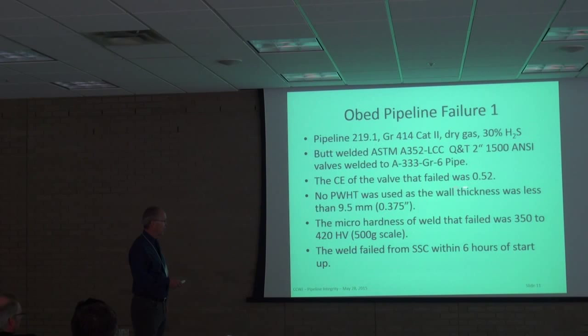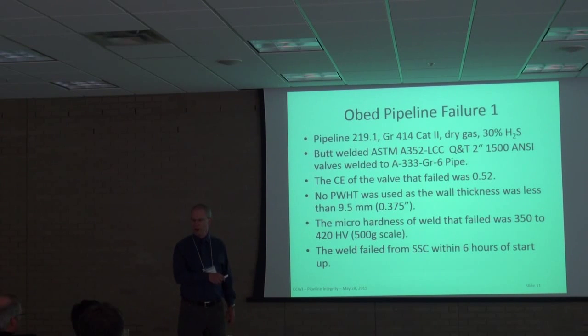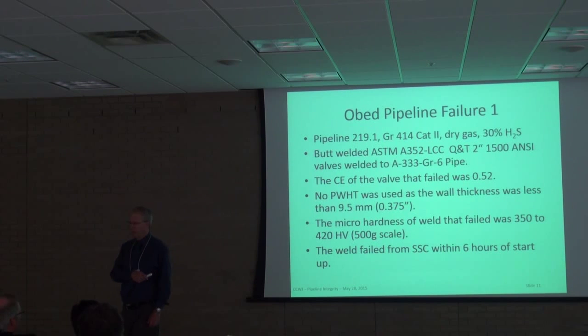And they didn't use any post-weld heat treatment because the standard rule of thumb at that time was that anything less than 3/8 of an inch didn't get post-weld heat treatment. So the micro hardness of the weld that failed was very high, 350 to 420 Vickers. And this one failed 6 hours after starting. When I was working my Chevron days, that line was coming into one of the Chevron plants, and there was a huge vapor cloud of sour gas at 30% H2S drifting across the road. It didn't kill anybody, no one got hurt, but it could have been bad.